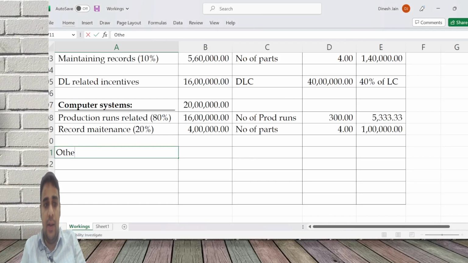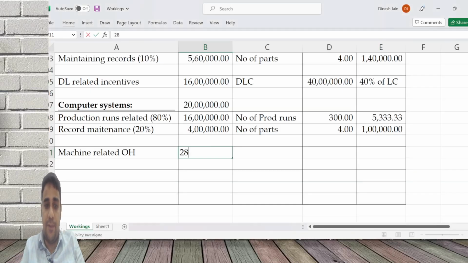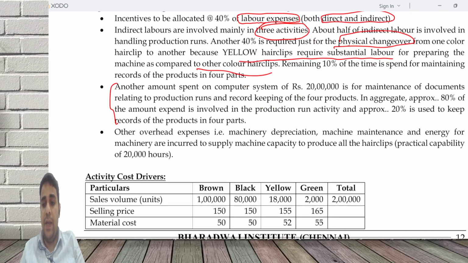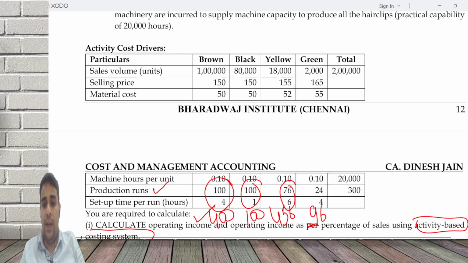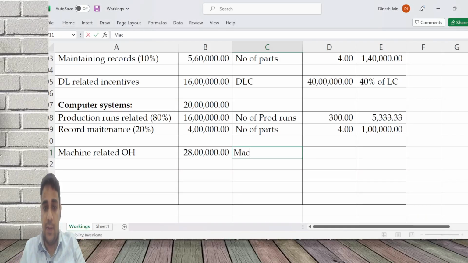Then other overhead expenses, or you can say machine related overheads. Machine related overheads just balance 28 lakh, which is 16 plus 8 plus 4. Other overheads, machinery depreciation, machinery maintenance, energy used to produce, is based on practical capability of 20,000 hours. That is based on machine hours, 20,000.